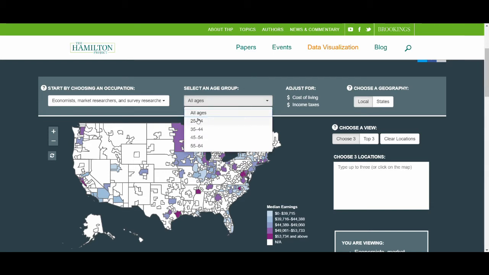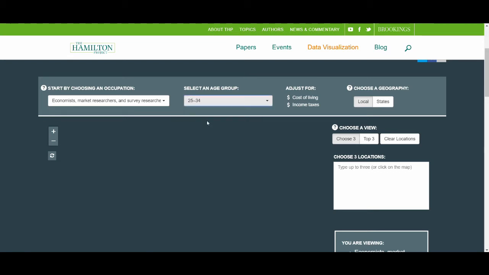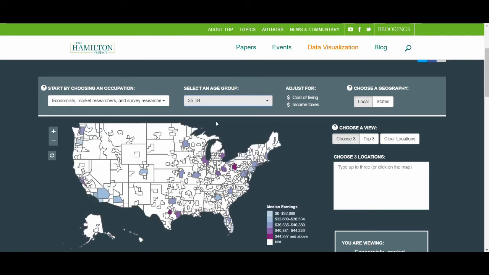So if we were to take economists and only look at economists who are between the ages of 25 and 34, they're making, on average, less everywhere, but the top of the median earning spectrum is closer to around the 44,000 range. And you're seeing that mostly in Pittsburgh with 46,000 as median earnings there. Also going on in Austin, 44,000.